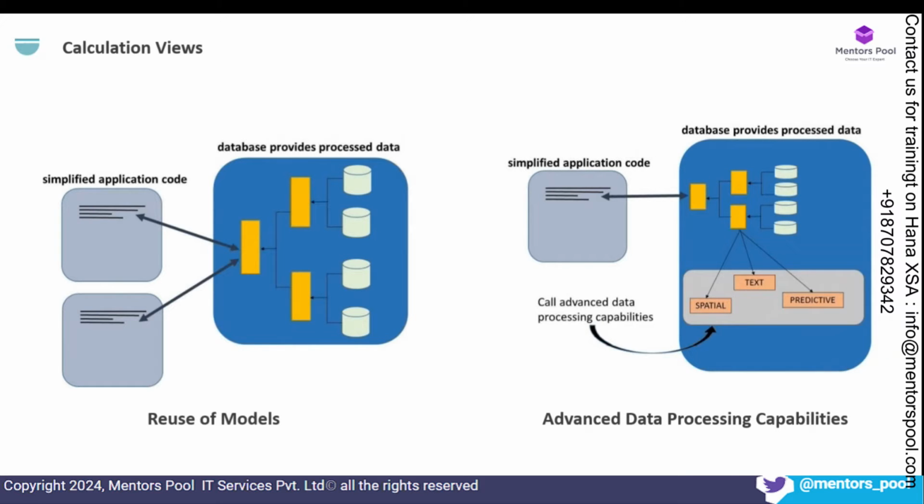We also saw how this modeling approach enables reuse of models and modularization. And obviously, the advanced data processing capabilities, which include text analysis, spatial analysis, and predictive analytics, are included as part of this modeling in SAP HANA.